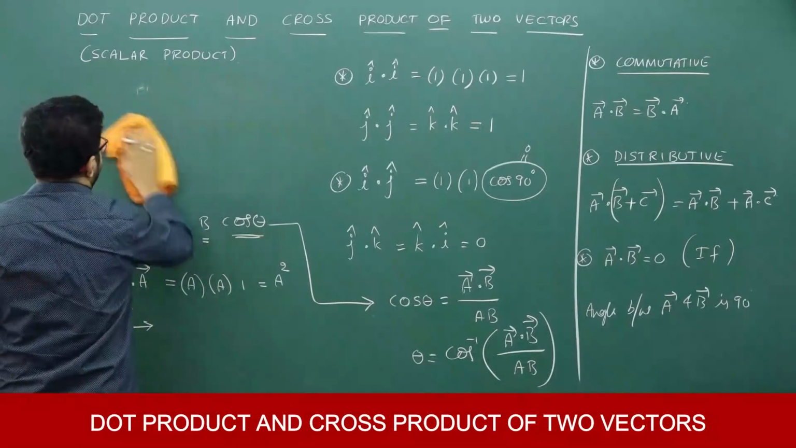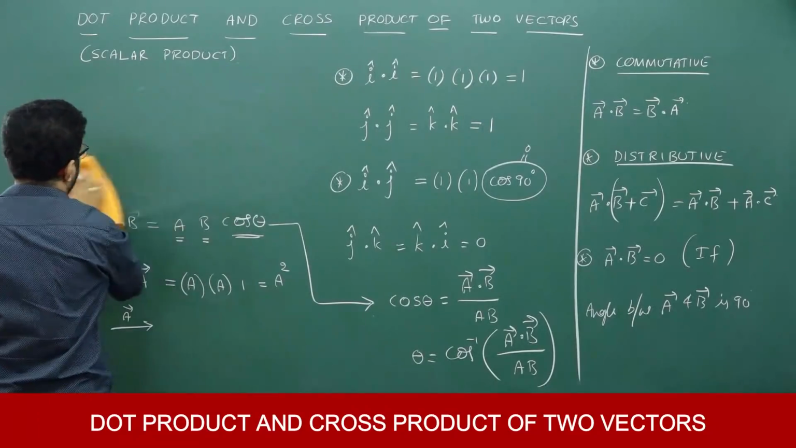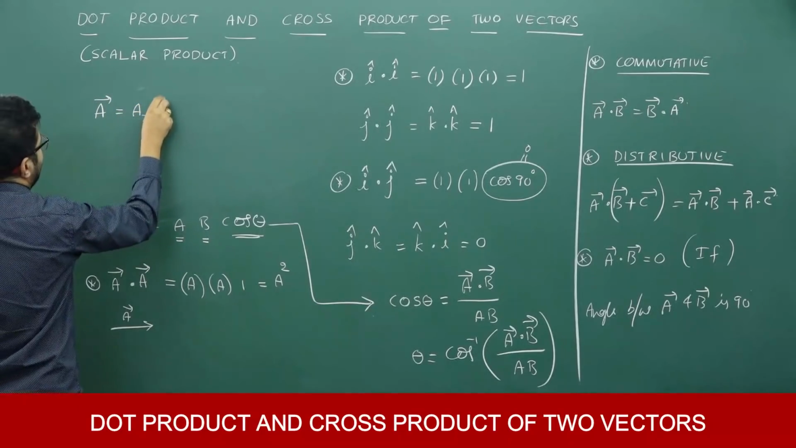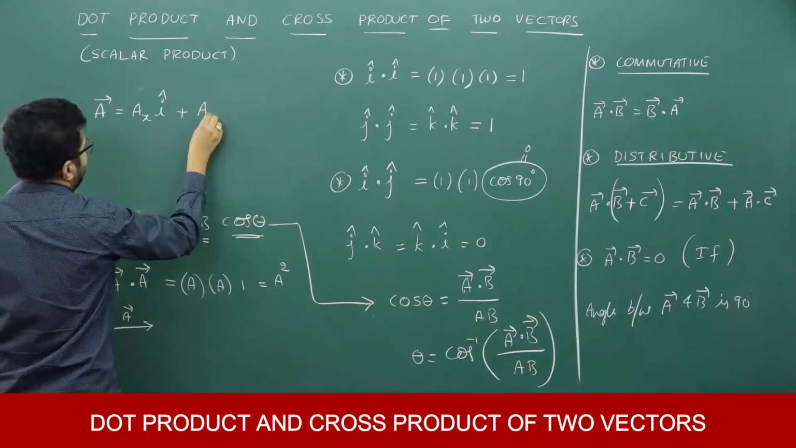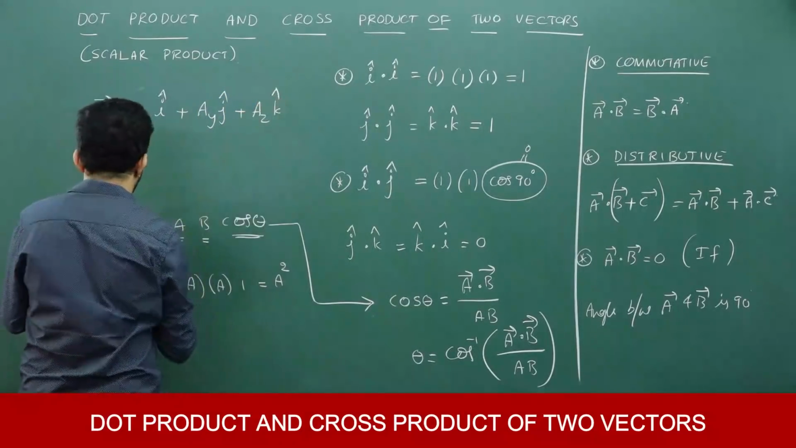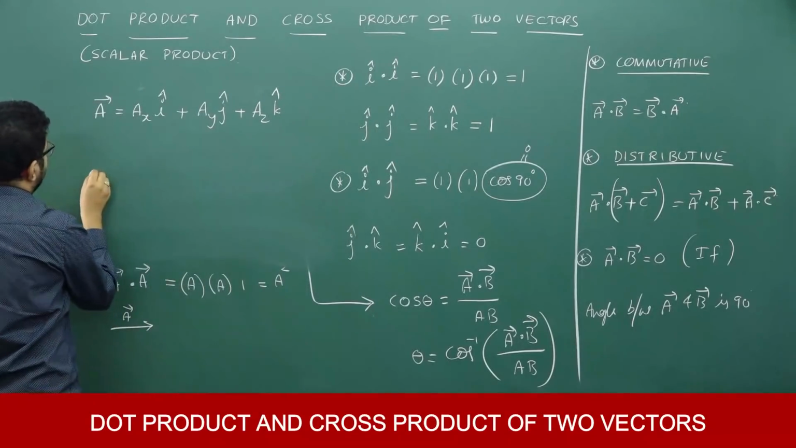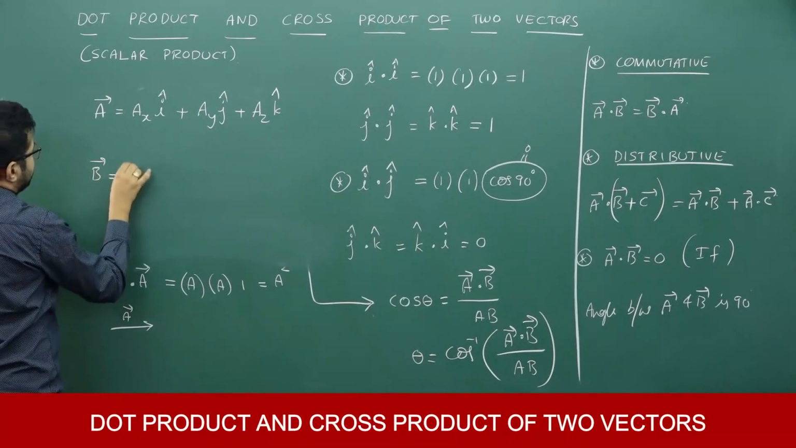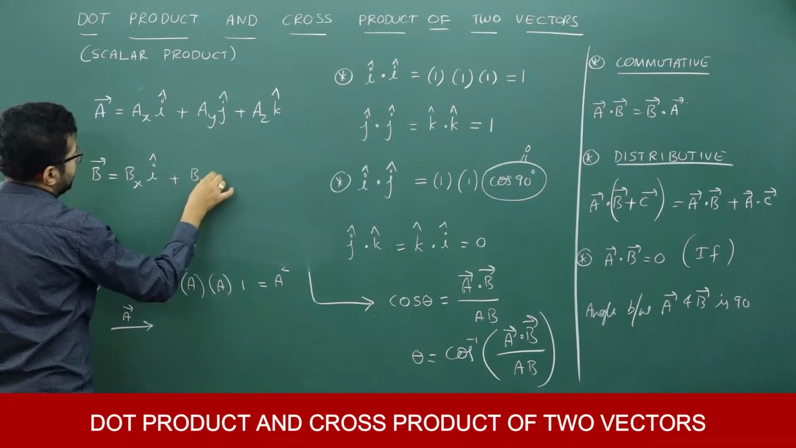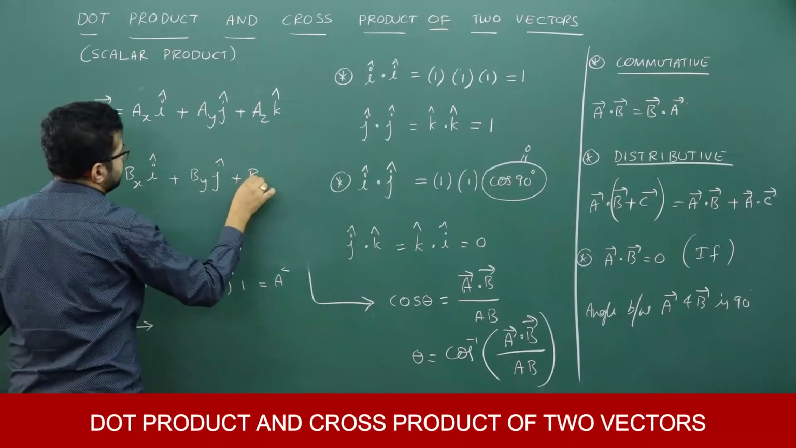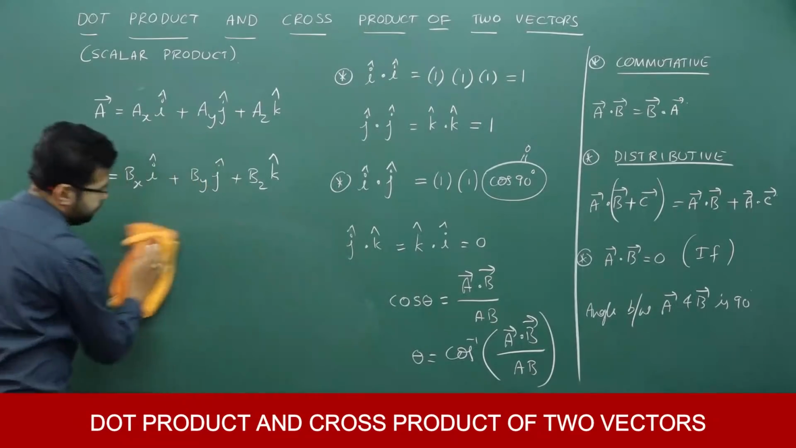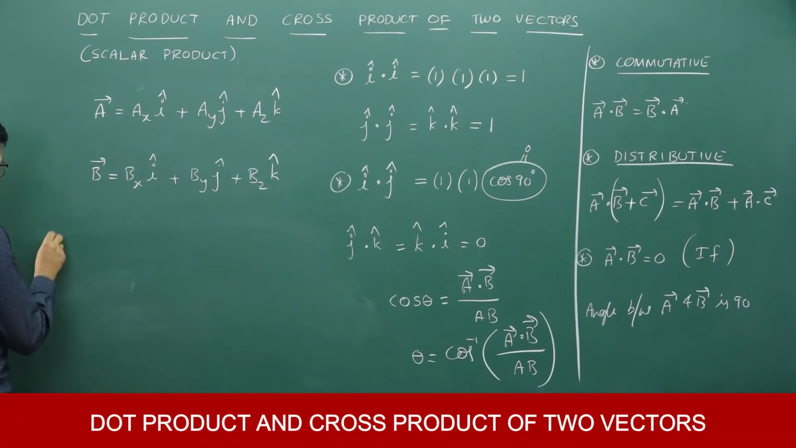Now, what we will do? Say, let me take vector A equal to Ax into i cap plus Ay into j cap plus Az into k cap, and vector B equal to Bx into i cap plus By into j cap plus Bz into k cap. Then what is A dot B?